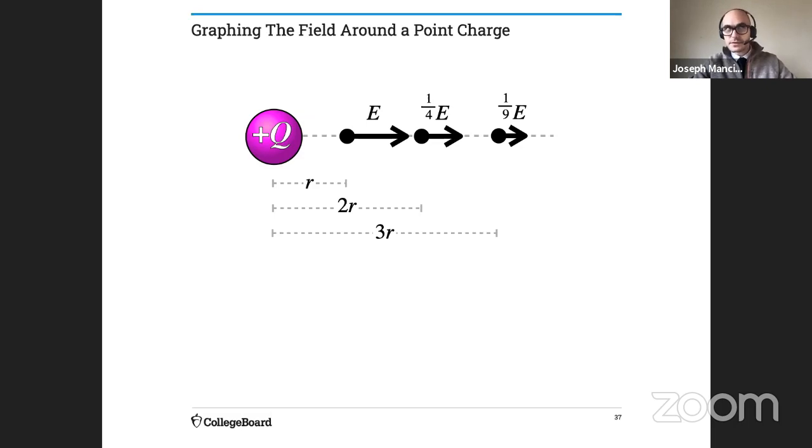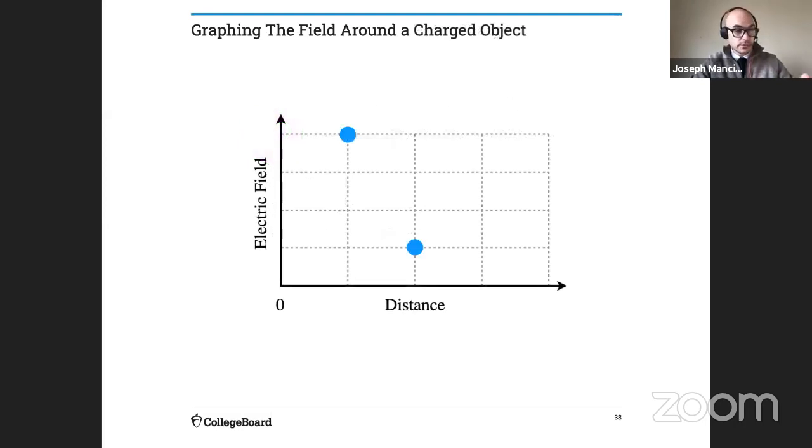But what happens when we're measuring from a point even closer than r? What happens if we're measuring the field at less than the radius of the charged object? If we're measuring the field inside that object? Well, as always, we would graph the other points and make a best fit line. But you might notice that at even closer distances, this line asymptotically approaches infinity. It gets really high.